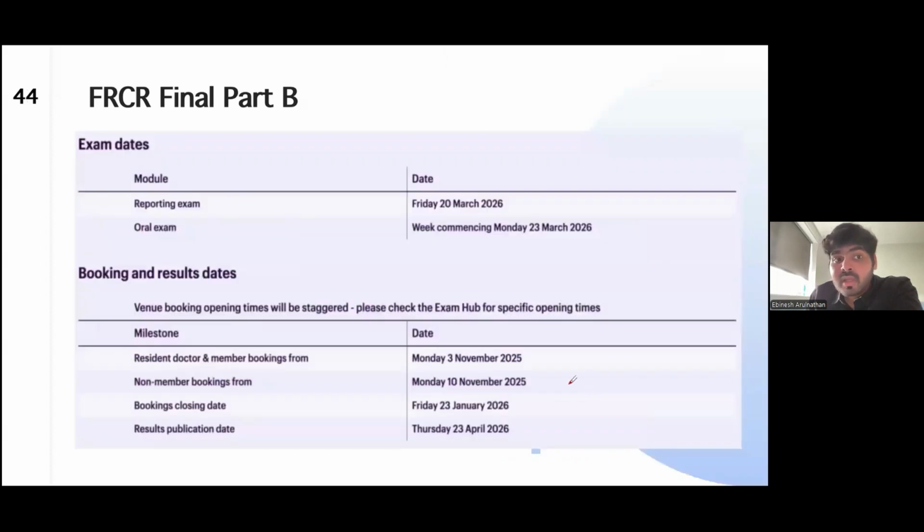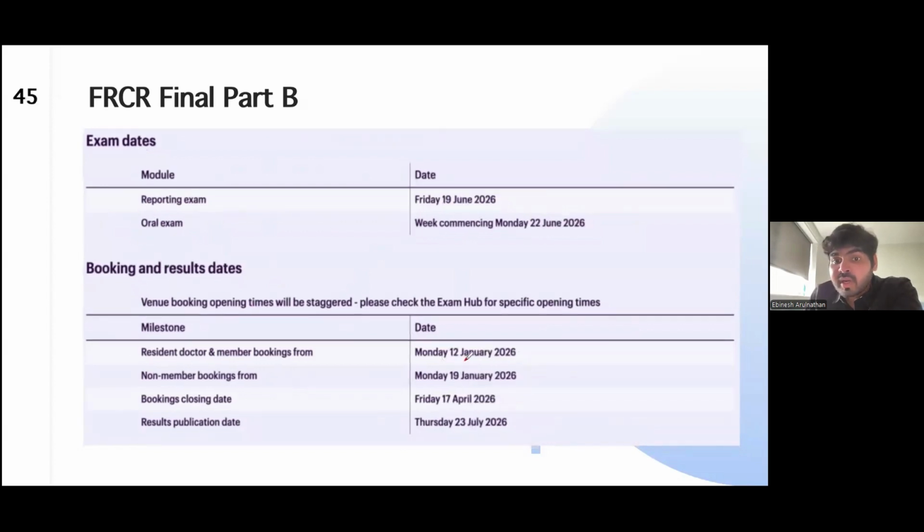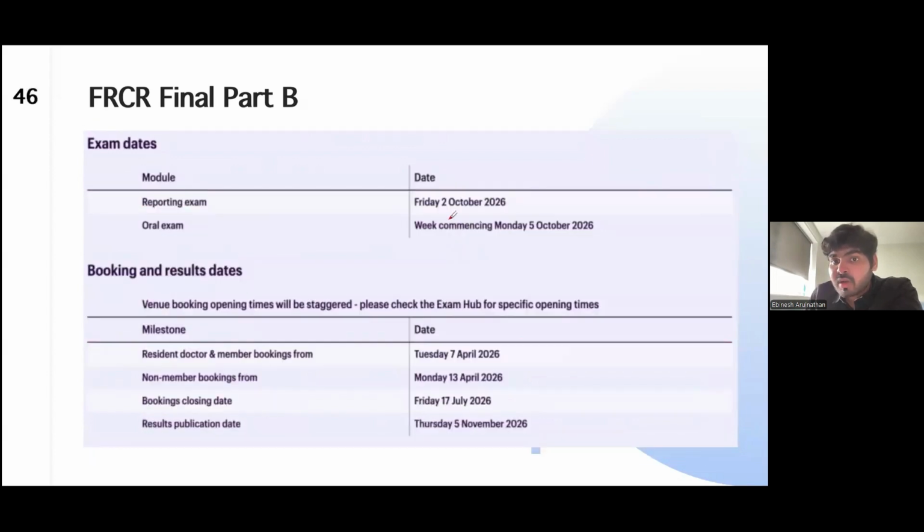And if you are planning, you'll be writing your reporting one day, and then you'll be given a date for your Viva on some other day. If you're planning for the January sitting, the bookings are already over. And for the March sitting, the bookings are opening tomorrow on the 3rd of November. Right. So if you're planning for the June exam, it's opening on the 12th of January. If you're planning for the October exam, it is opening on the 7th of April.